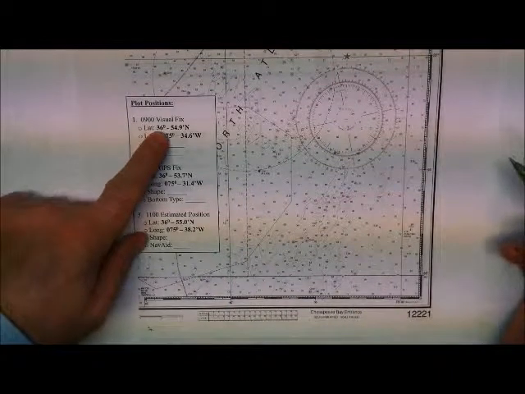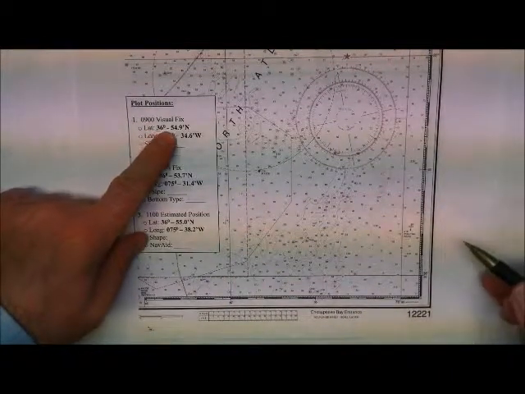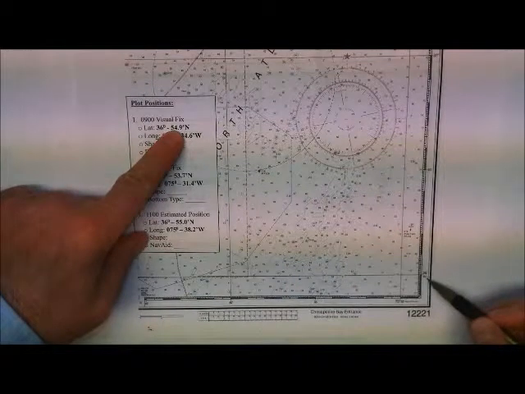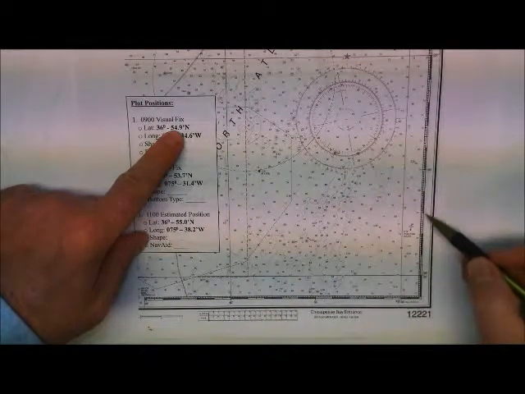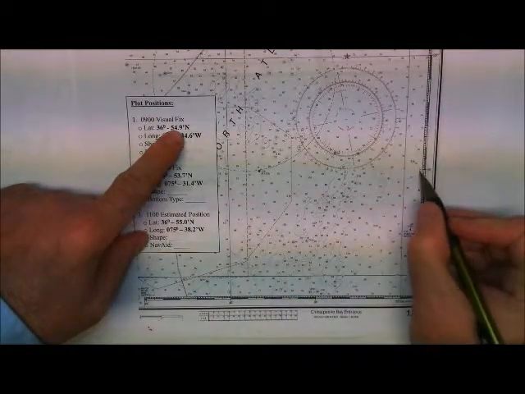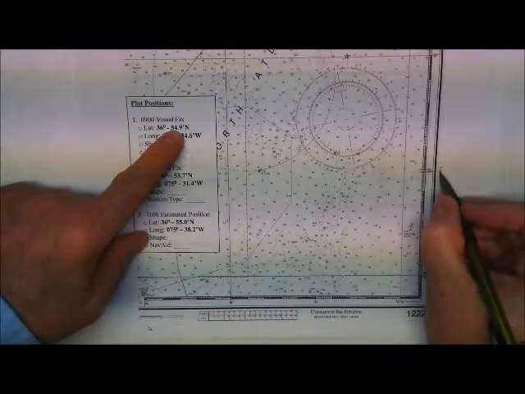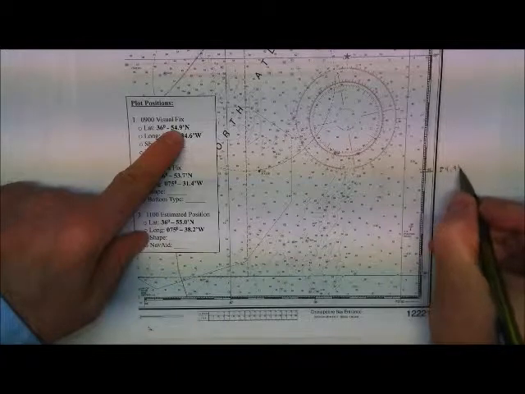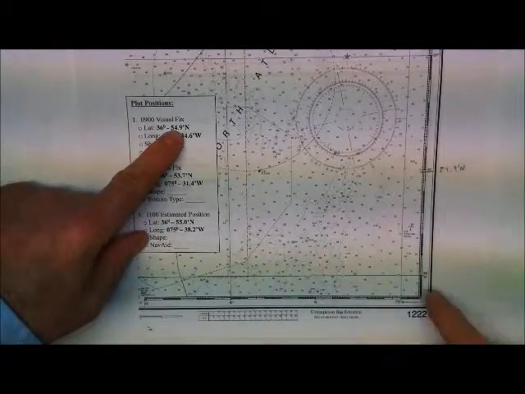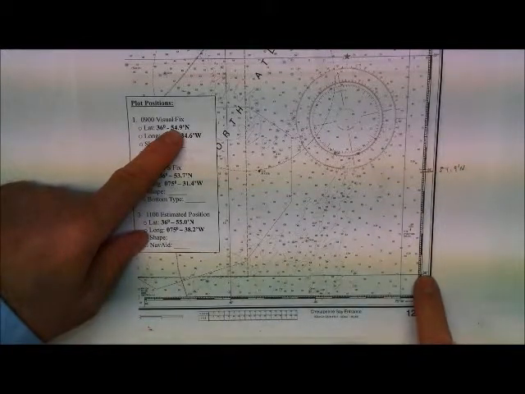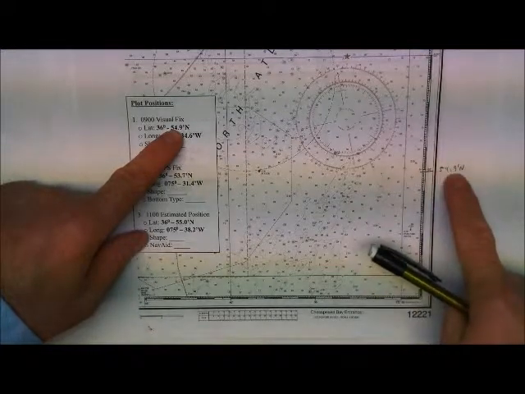So the latitude is 36 degrees, 54.9 minutes north, so 36, 50, 51, 52, 53, 54.9. So right here, this is our latitude line, 54.9 minutes north. And the whole thing would be 36 degrees, 54.9 minutes north.